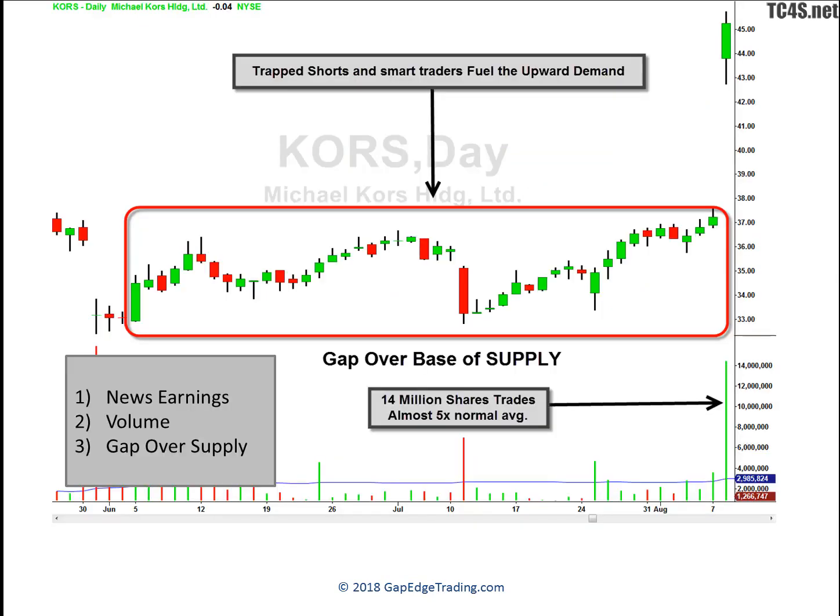And here's another one on Kors, Michael Kors. Trapped shorts that are in this trade, and smart traders feel they're forced out of this trade on the gap up, excuse me. What we look for is the news, and then look at this stock traded 14 million shares. It traded 5 times the normal average. It's huge. There's a lot of people in here. It normally does 2.9 million shares. It did over 14 million shares, and then it gapped over supply. Again, news, volume, and the event with the gap.